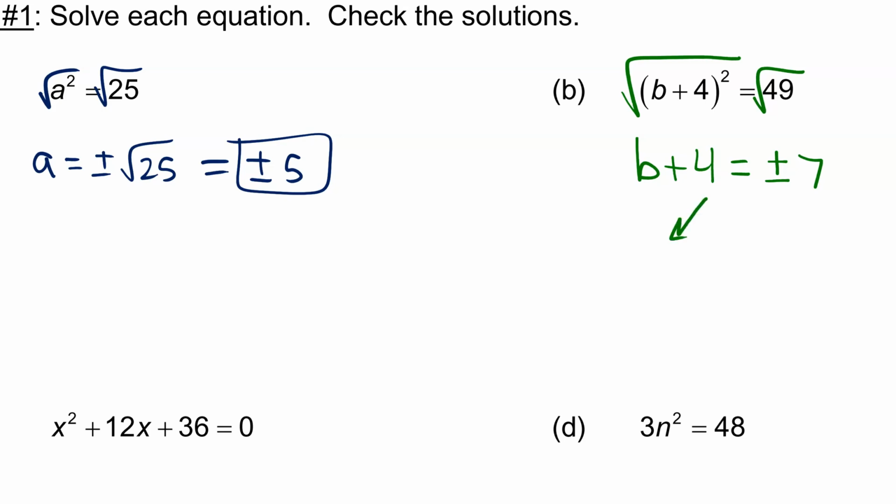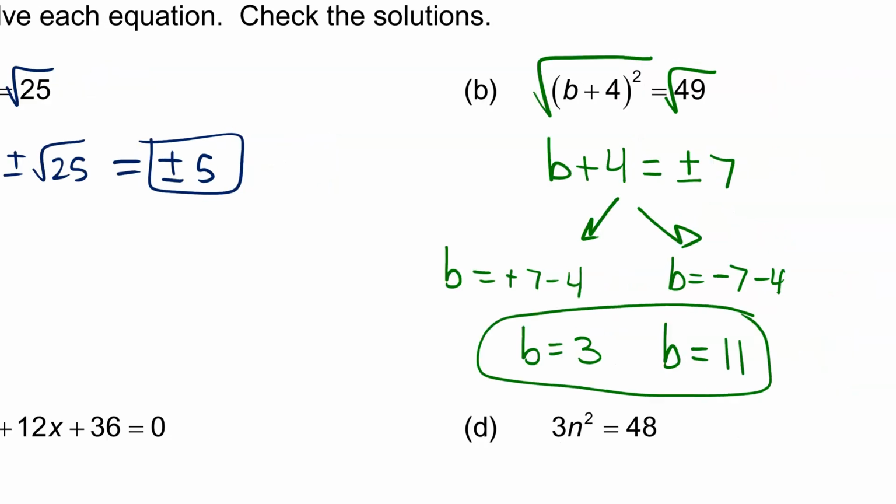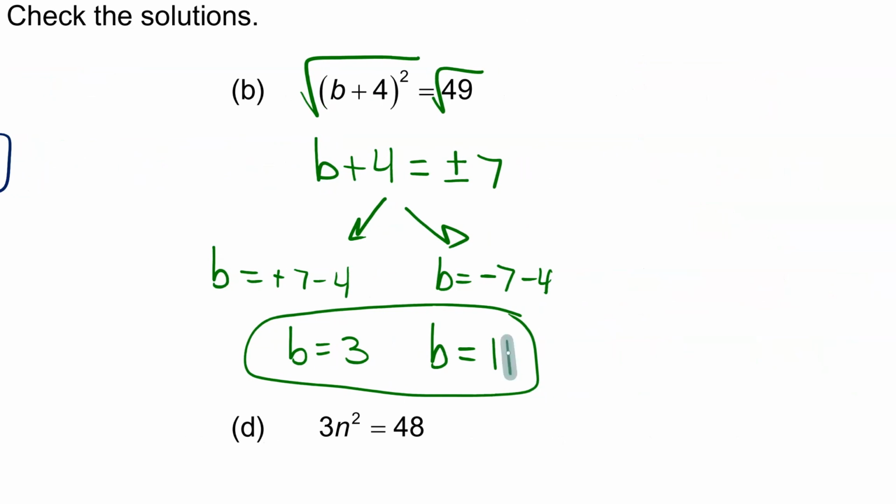So I have two different answers. I'll have b equals positive 7 minus 4, and I'll have b equals negative 7 minus 4. So this first one, positive 7 minus 4, I see b equals 3. Negative 7 minus 4, b equals negative 11. So there's two different numbers that, when I plug them in, would give me 49. If I plug in to check, and I'm not going to do this every time, I just want to show you that this is true.